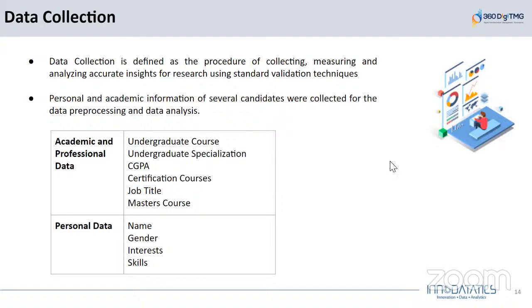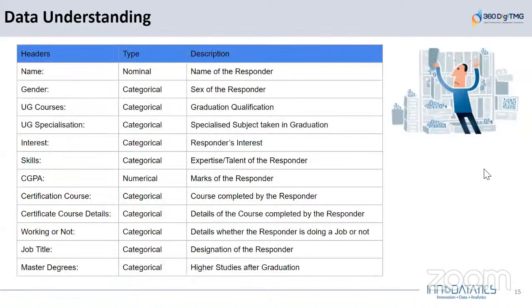Under academic and professional data, we collected undergraduate course, undergraduate specialization, CGPA, certification courses, job title, and master's course. And under personal details, we collected details like name, gender, interests, and skills. Moving on to the next slide.